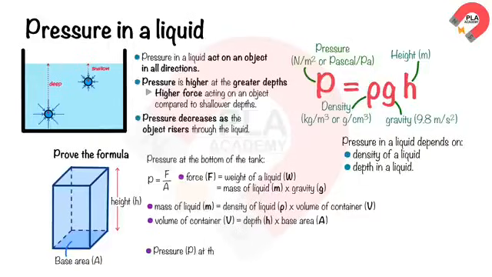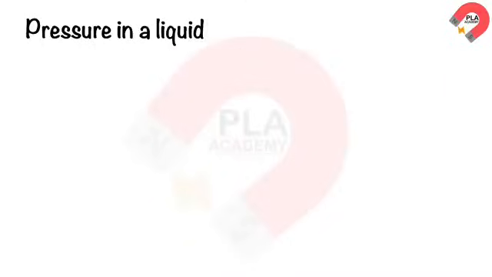So, the pressure at the bottom is equal to F over A. By substituting the force, F, with W equals mg, substituting the mass, m, with rho V, and substituting the volume, V, with h A, we can derive the equation P equals rho g h. The pressure in a liquid depends on the density of a liquid and the depth in a liquid.